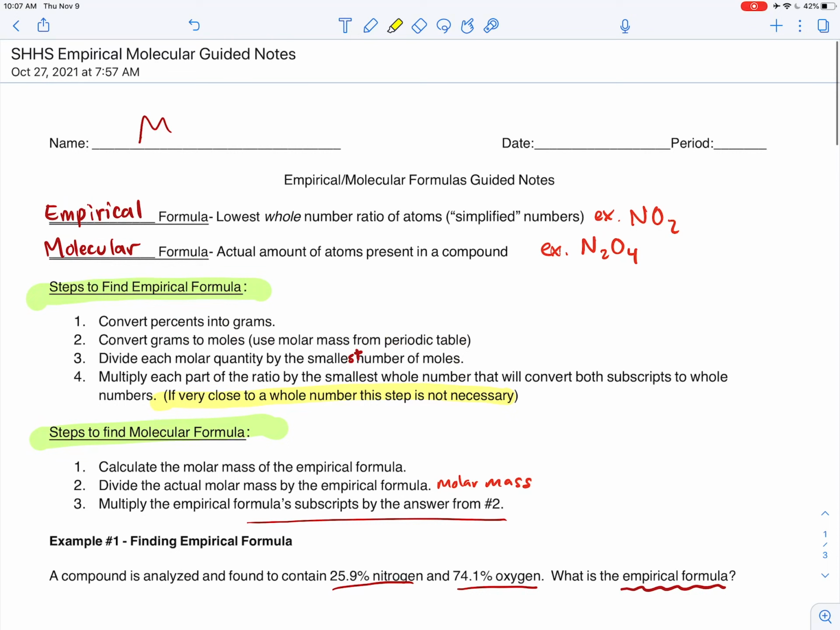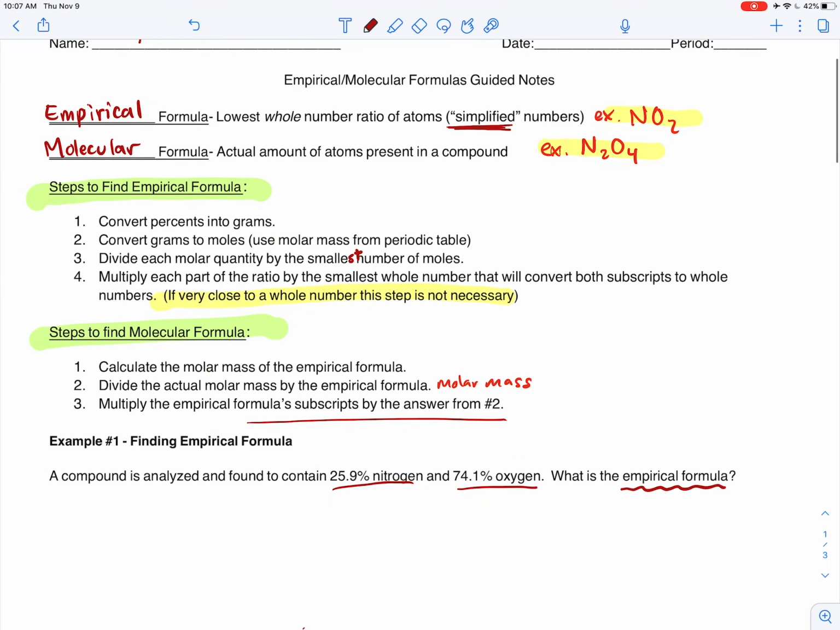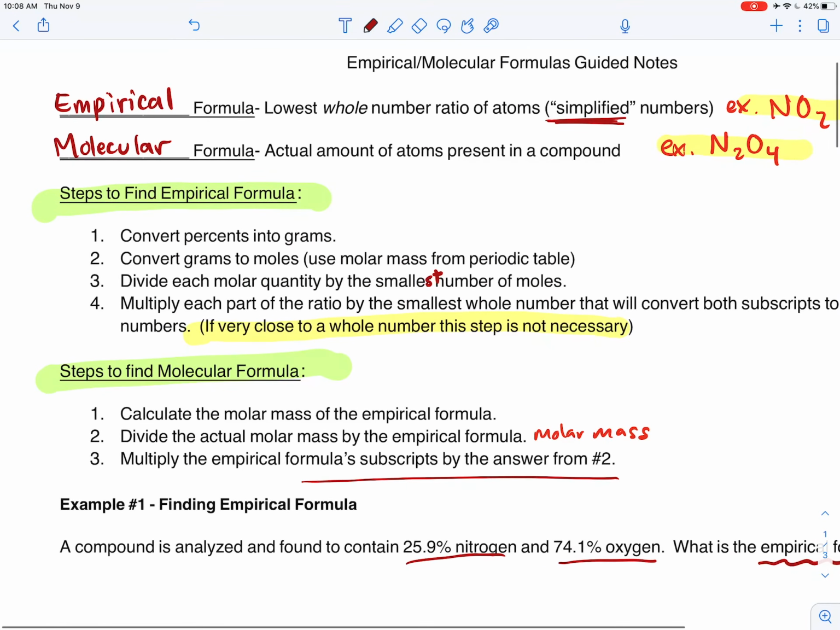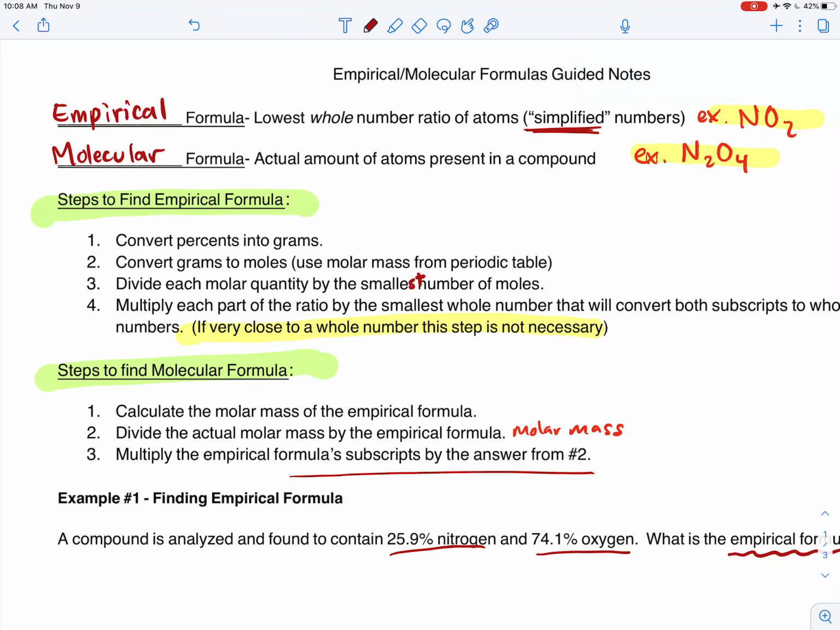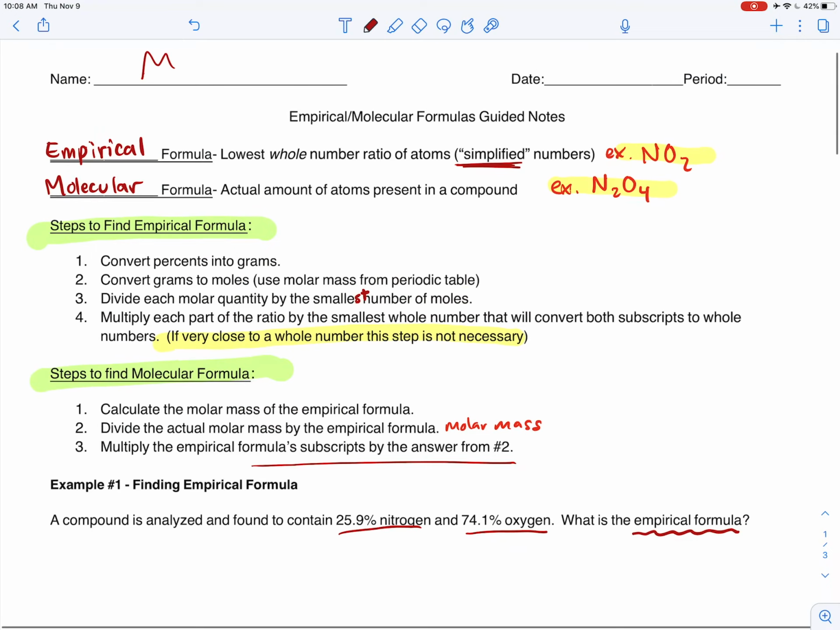In the past, we learned about the molecular formula, and I would tell you to simplify this to the empirical formula. Remember that the empirical formula is your simplified formula, whereas the molecular formula is the actual number of atoms. We're going to follow these 4 steps to find the empirical formula. I'll do 2 examples for that, and then we'll do 1 example for the molecular formula.